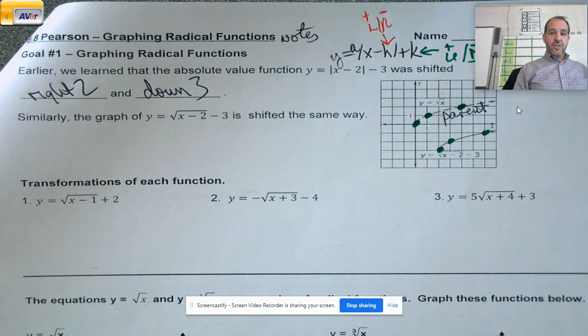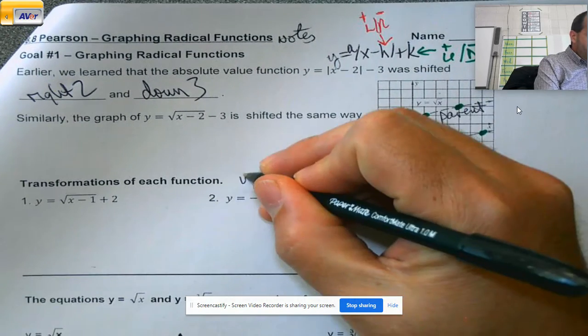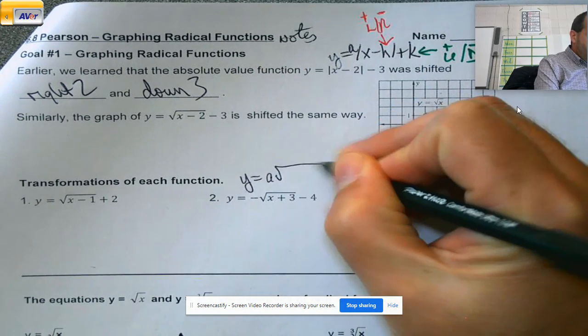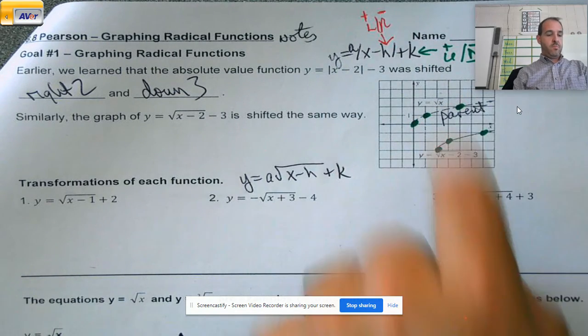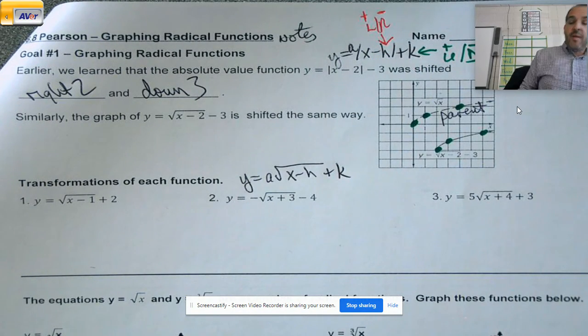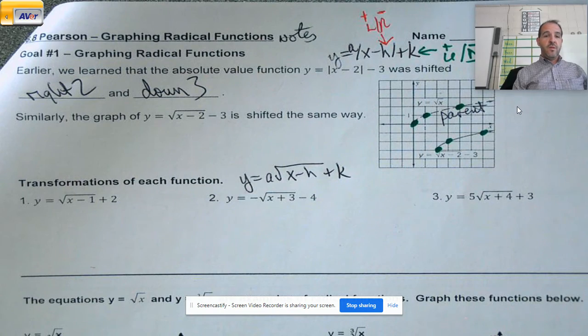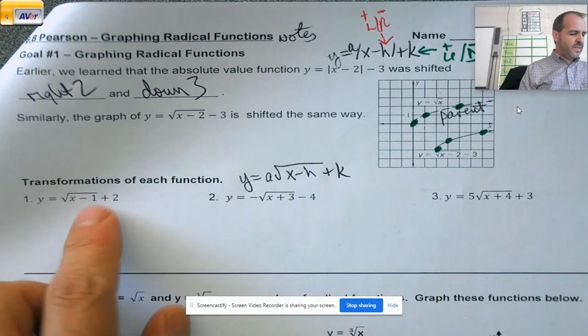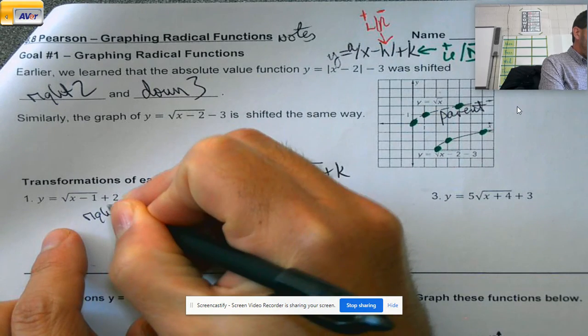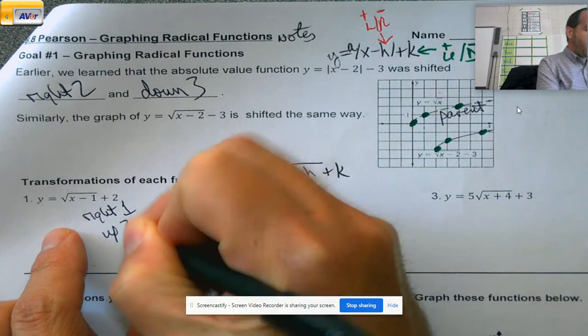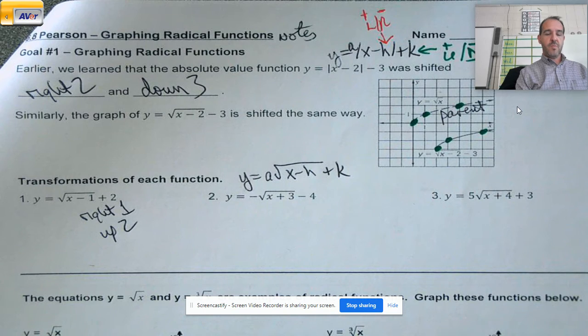So when we talk about transformations, again, that's a fancy way of saying, which way are we going to shift? What's that going to be for each of these? And the transformations here are the same as they were for the absolute value graphs. Nothing different. So when I'm doing these, I go, oh, so it's right and up? Yeah. Right 1, up 2. But we have to notice everything.